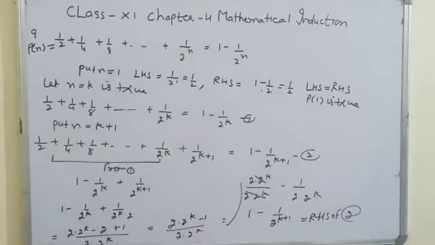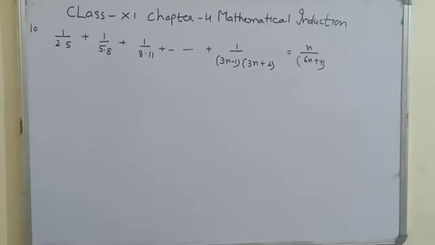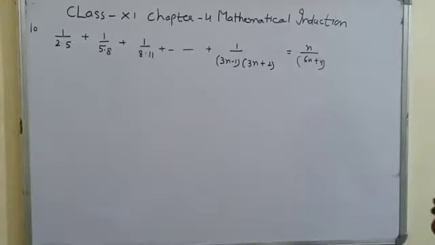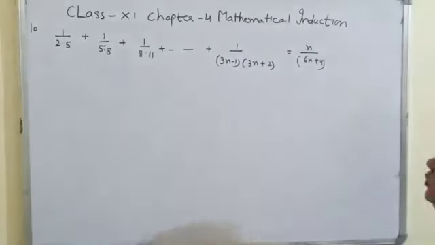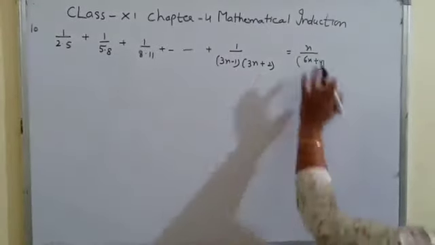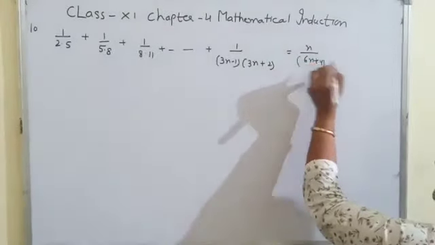Similarly, we will try to solve question 10. Question 10 is 1 upon 2 into 5, 1 upon 5 into 8, 1 upon 8 into 11, so on up to 1 upon 3n minus 1 into 3n plus 2, and we have to prove it equal to n upon 6n plus 4. So same steps.